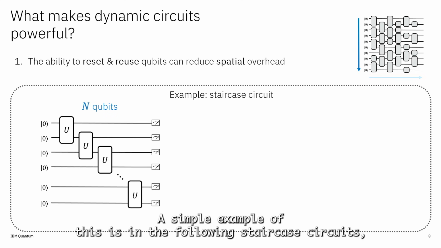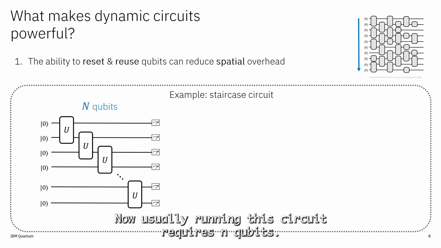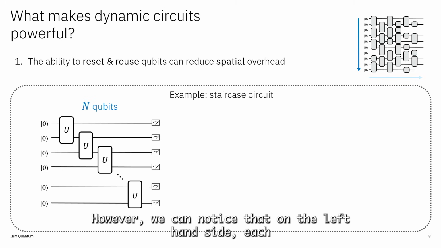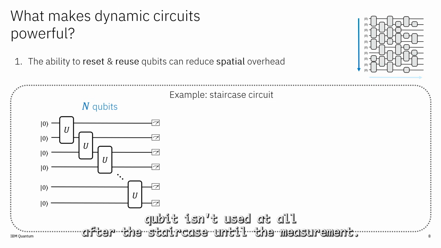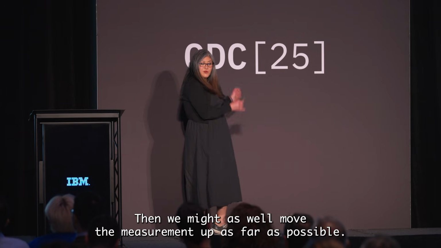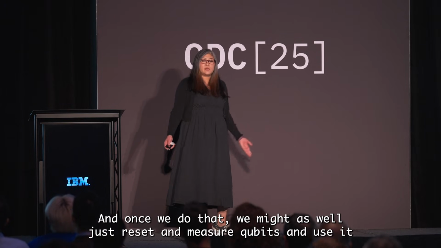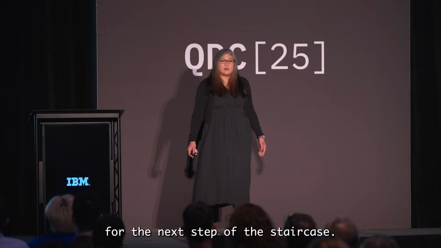A simple example of this is in the following staircase circuits, where we apply a sequence of two-qubit unitaries and make terminal measurements. Naively running this circuit requires n qubits. However, we can notice that on the left-hand side, each qubit isn't used at all after the staircase until the measurement. Then we might as well move the measurement up as far as possible, and once we do that, we might as well just reset and measure qubits and use them for the next step of the staircase.